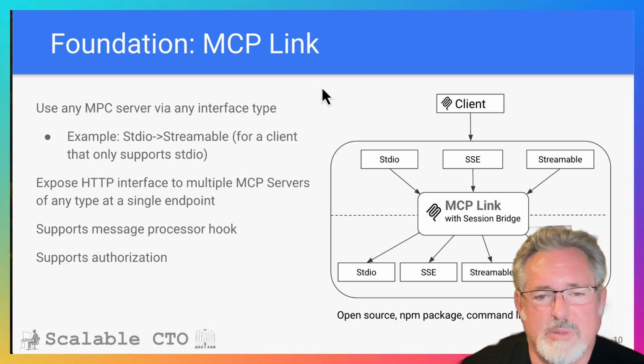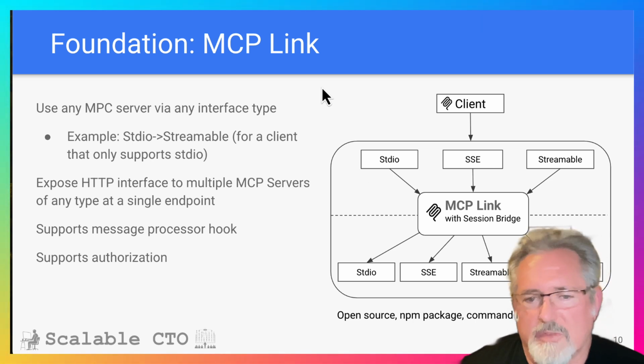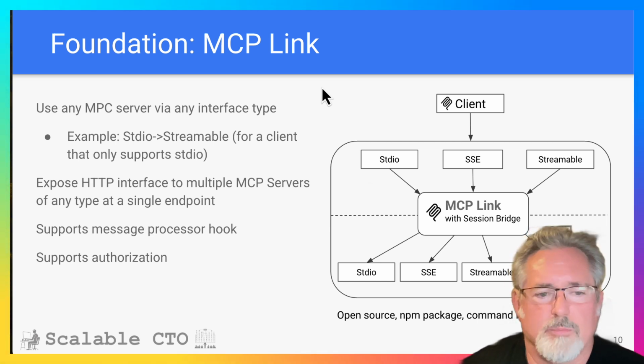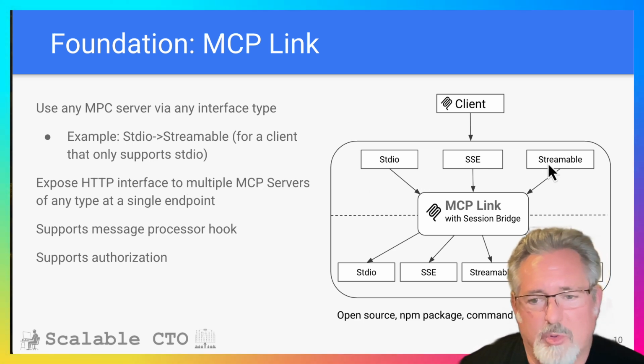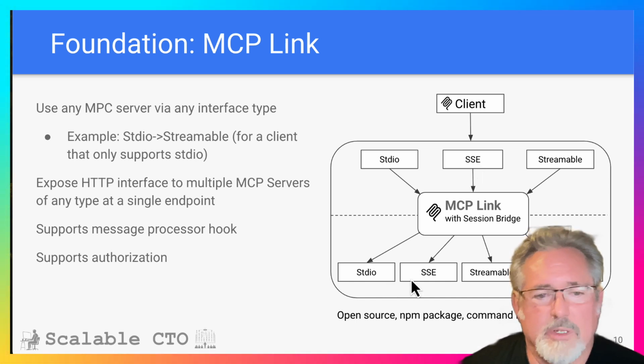So let's say you had a streamable server and you wanted to serve that up via standard I/O to an agent that could only talk standard I/O. You can do that with this thing. It also allows you to expose multiple MCP servers of any type at a single HTTP endpoint. So you could stand up an SSE or a streamable endpoint, and have a bunch of different paths on that endpoint point to a bunch of different servers that could all be using any protocol type.